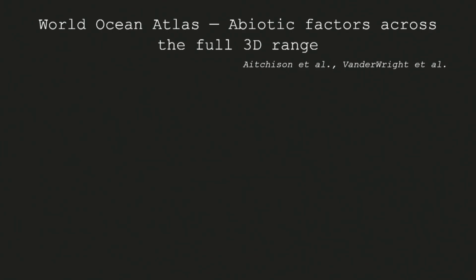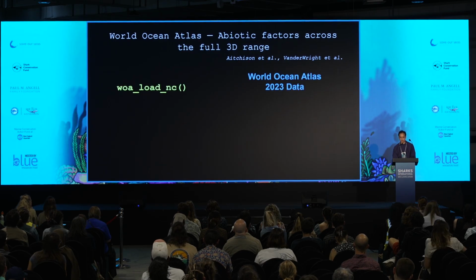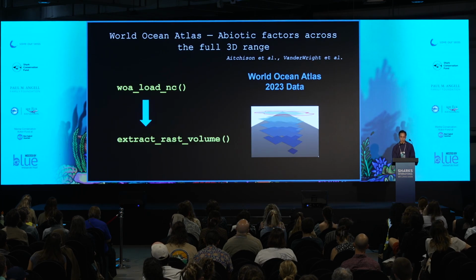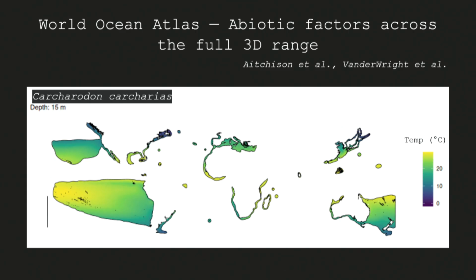And so showing this as the code, or showing this as the functions in my code here. So we have one utility for downloading and loading the World Ocean Atlas data. And then we also have another function here for essentially cropping that environmental raster by a species range, not just by area, but also by depth. And so that gives us this end result here.